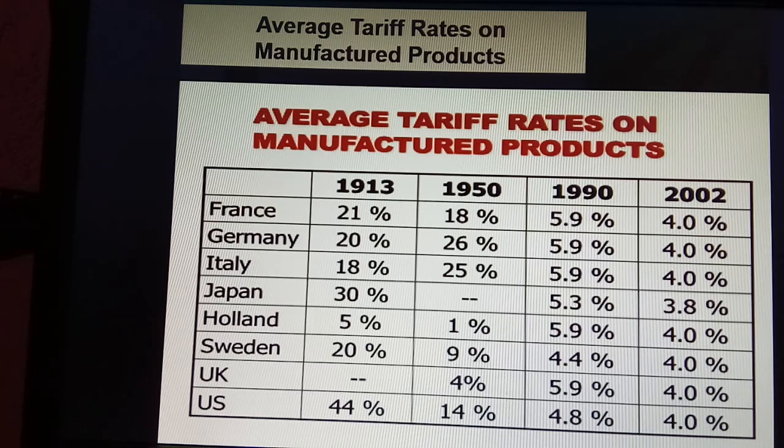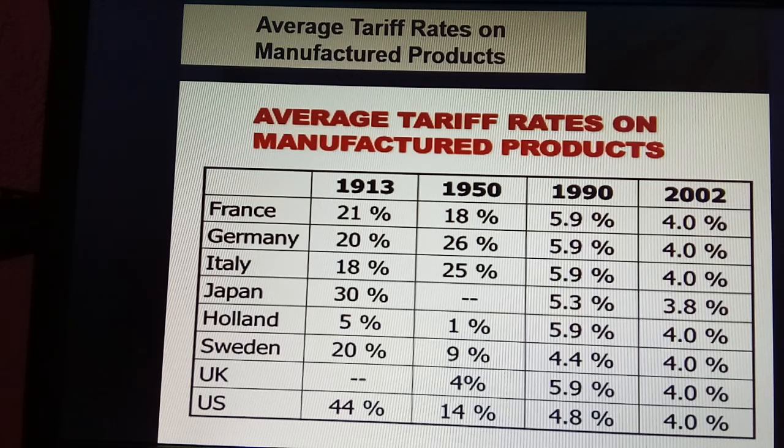Then we have 9 for Sweden. UK is already there with 4% of the world's production, average tariff rates on manufactured goods. Okay, those were the percentages imposed upon manufactured goods coming from these countries. And Holland, 1%. Japan, on the other hand, has none. Why is that so? Remember, Japan suffered sanctions also after World War II because of their occupation in the Asia-Pacific, including that of the Philippines. So they were sanctioned and they were also, of course, affected so much by the bombing of Hiroshima and Nagasaki. So they had no manufactured goods yet in the 1950s.